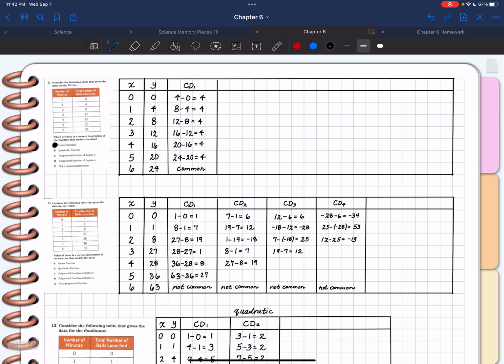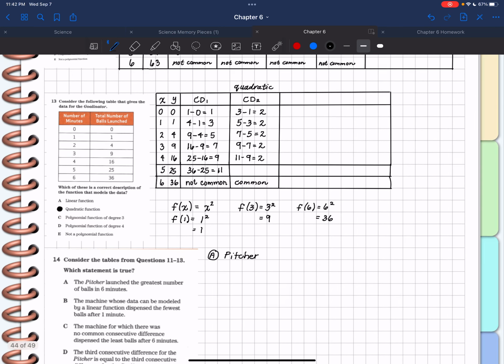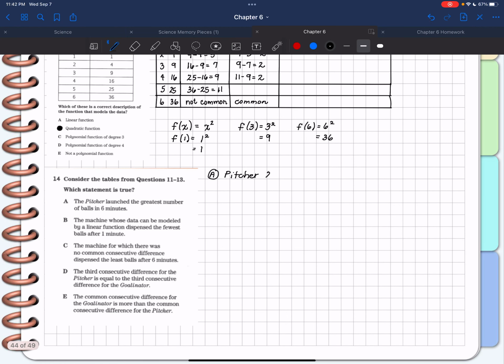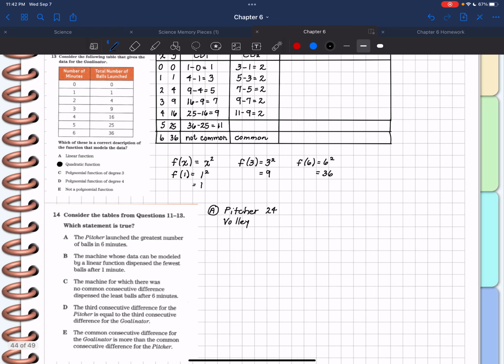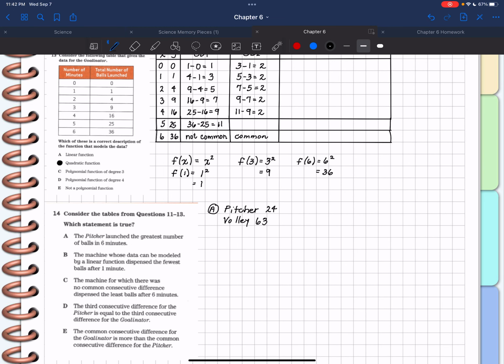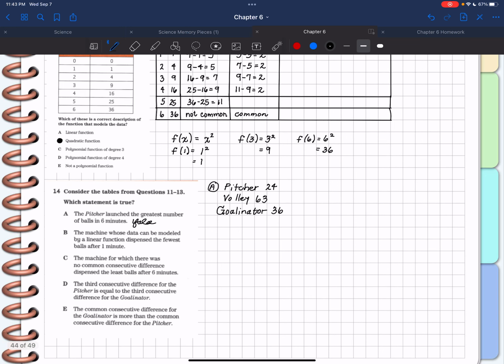So for 6 minutes, the pitcher launched 24. The volley at 6 minutes launched 63. And then the goalinator at 6 minutes launched 36. So this is the false statement. That should say the volley launched the greatest number in 6 minutes.